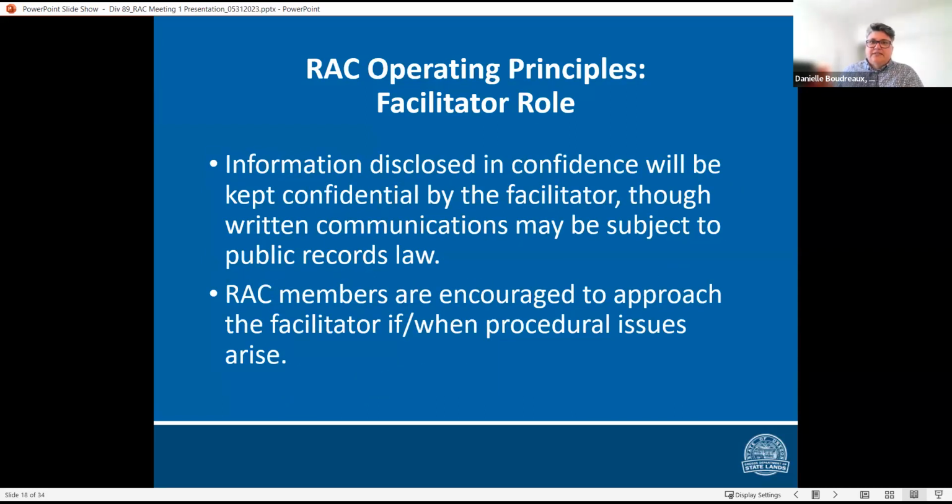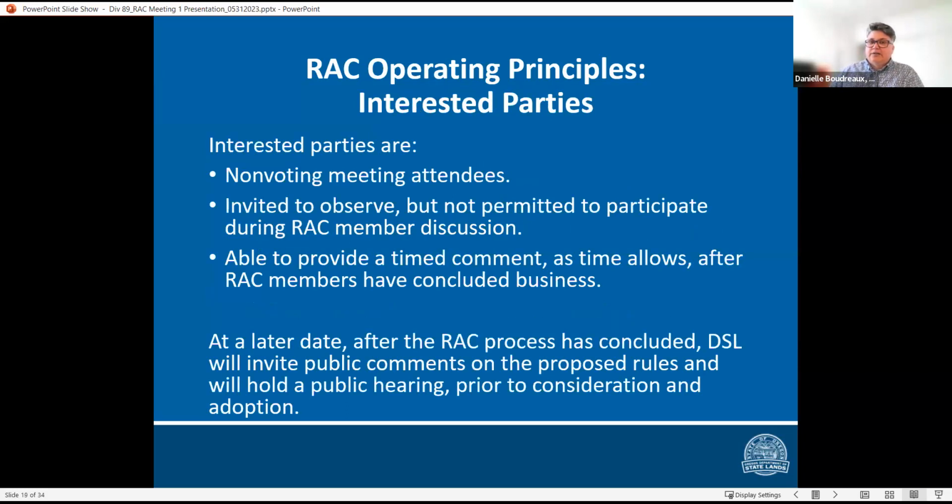The facilitator will not act as an advocate on behalf of any issue, interest group, or member. And while the facilitator may make recommendations regarding the process, they will not make any substantive decisions. The facilitator will provide coordination between meetings, serving as the primary communicator between RAC members and between the RAC and the department. So information disclosed to the facilitator is disclosed in confidence and will be kept confidential by the facilitator, though written communications may be subject to public records law. RAC members are encouraged to approach the facilitator if or when procedural issues arise. So interested parties, we have a couple of folks on the call today who are interested parties, and these are non-voting meeting attendees. They are invited to observe, but not permitted to participate during RAC member discussion. And they're able to provide a timed comment as time allows after RAC members have concluded business. And at a later date, after the RAC process has concluded, DSL will invite public comments on the proposed rules and will hold a public hearing prior to consideration and adoption.